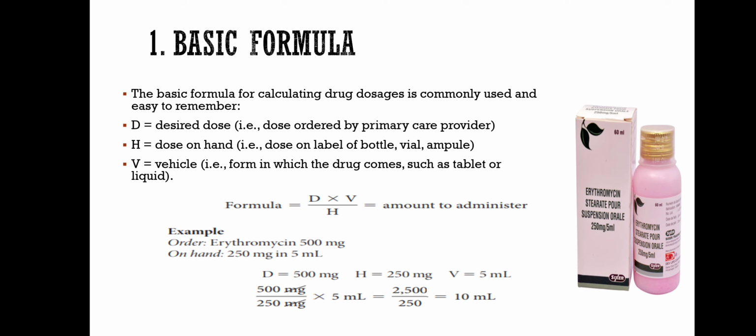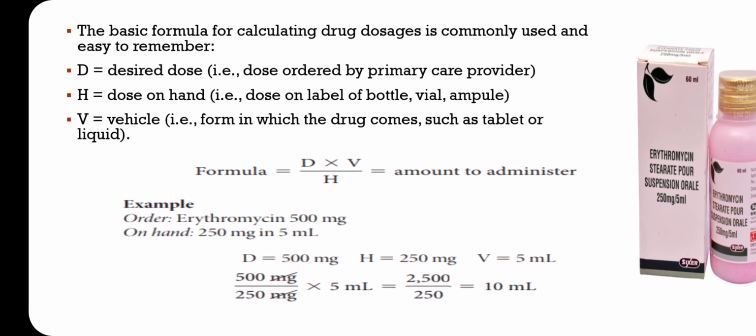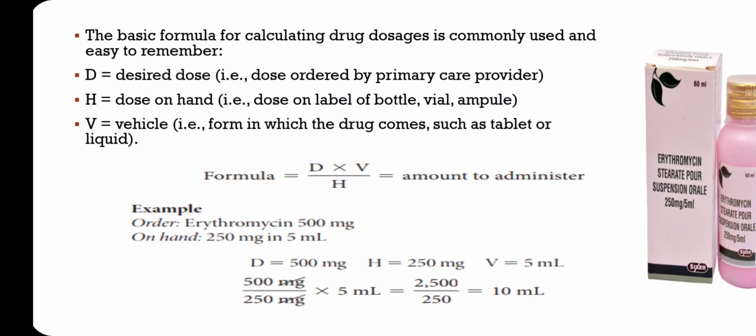So this is our most basic formula, in which the D stands for desired dose, or the dose ordered by the physician, and then H is the stock on hand, okay, the dose on hand, and then V is the vehicle or the liquid form in which the drug comes, such as tablet or liquid. So let's take an example: there is an order for erythromycin 500 milligram. The stock on hand is 250 milligram in 5 ml.